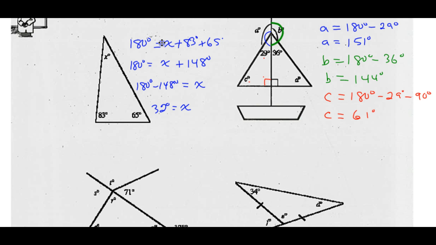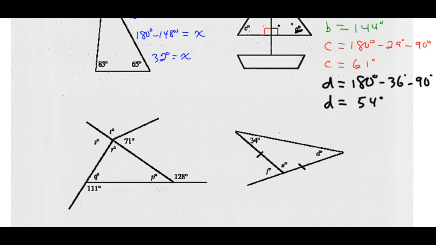And finally, angle D is the same idea. Three angles in a triangle have to add up to 180. So D should be 180 minus 36 minus 90. So angle D should be 54 degrees. All right.